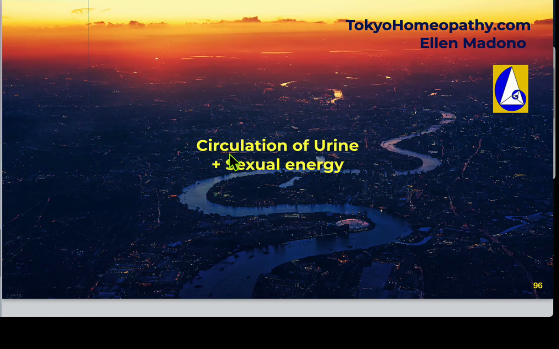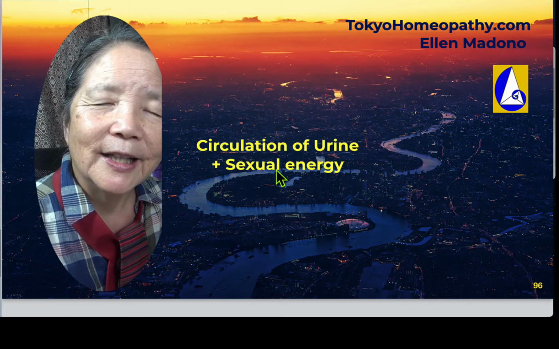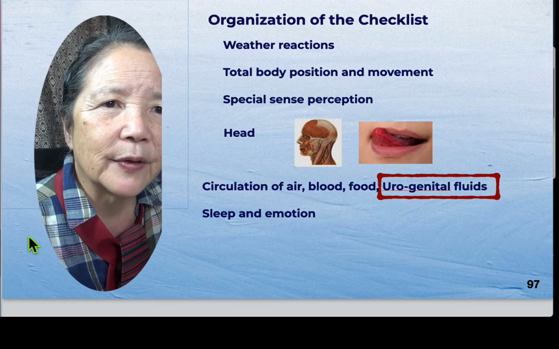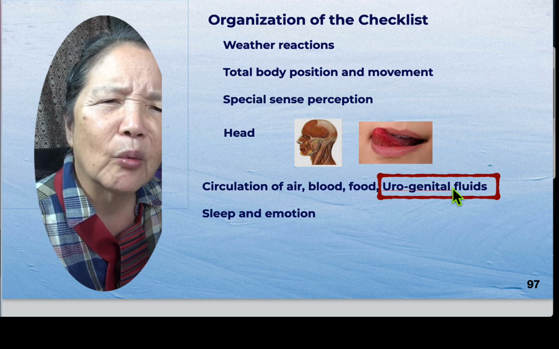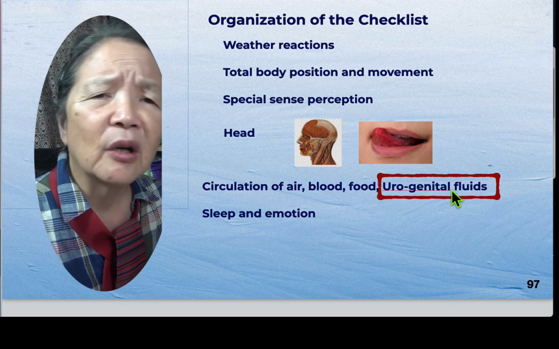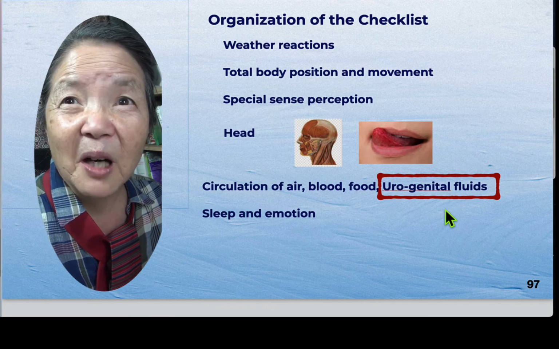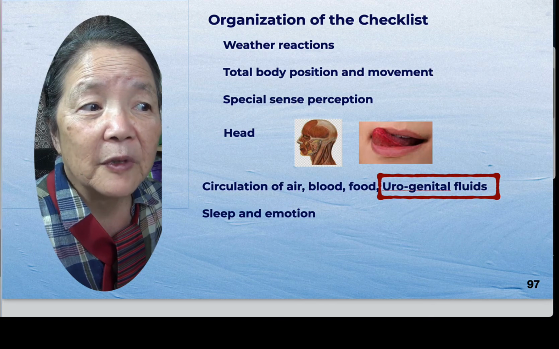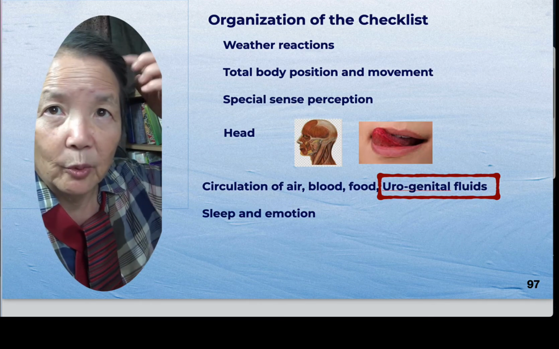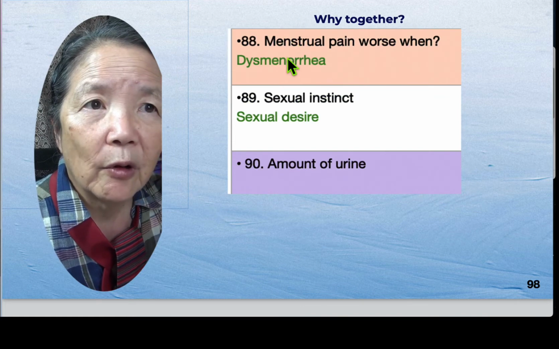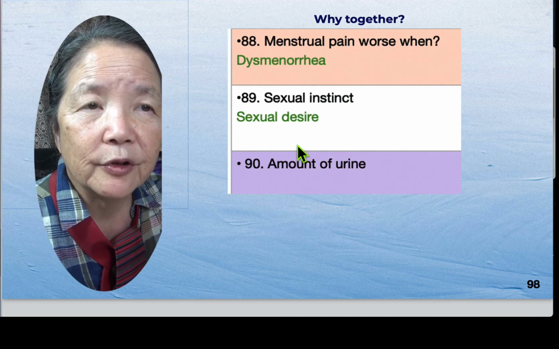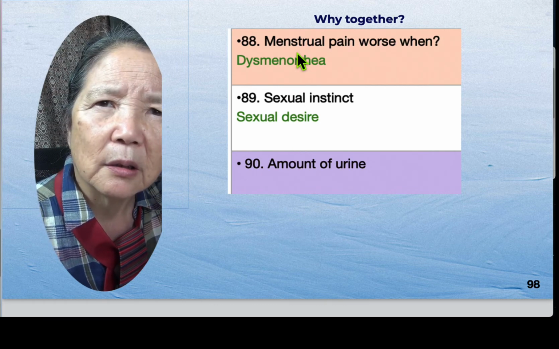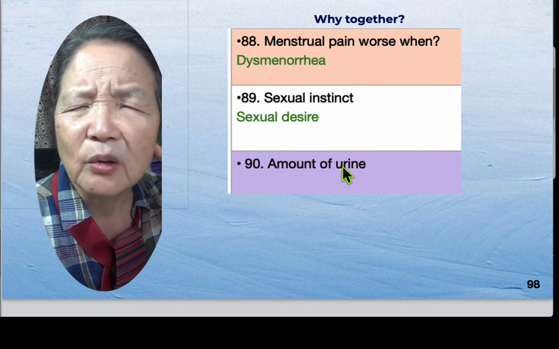And the next area is the circulation of urine and, interestingly, sexual energy. I was always curious about this word, urogenital. Why do you put the urinary section with the genital section? Are they related? It doesn't seem like urination and sexuality are related in my simple mind. And then you have all these things that have to do with female menstruation. Why are they together? Or sexual instinct? Why is that with urine?